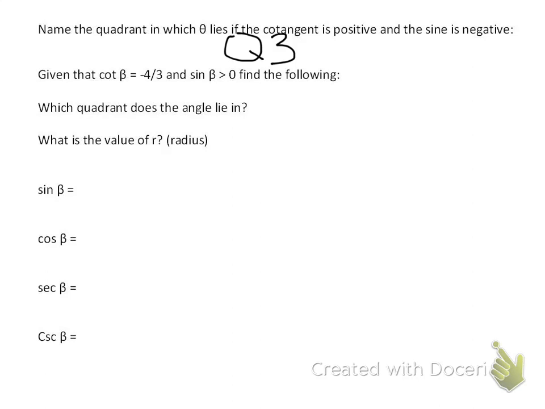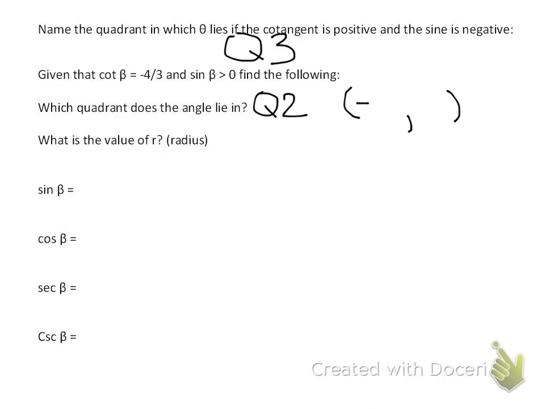All right, so now I'm going to tell you that cotangent is negative. So we have a new one. The cotangent of beta is negative 4/3. So cotangent's negative. That means it's not quadrant 1. And the sine is positive. So in which quadrant is sine positive? In quadrant 2. So my angle lies in quadrant 2. Now what do you know about xy points in quadrant 2? The x's are negative and the y's are positive.